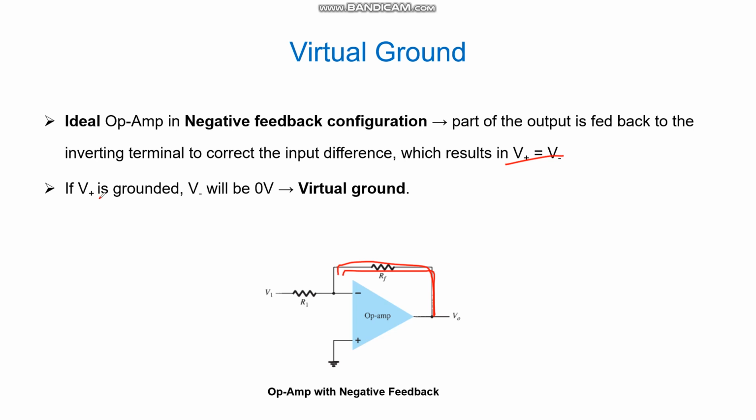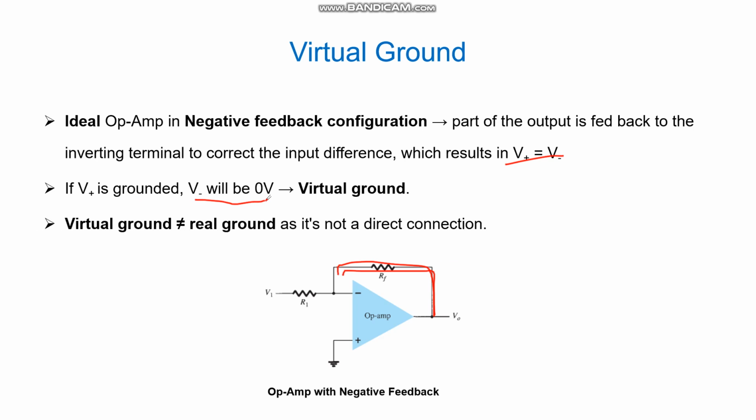So if the positive terminal is grounded, then the voltage on the negative terminal will be 0 volt. This is called virtual ground. A virtual ground is not real ground as there is no direct connection to the ground.